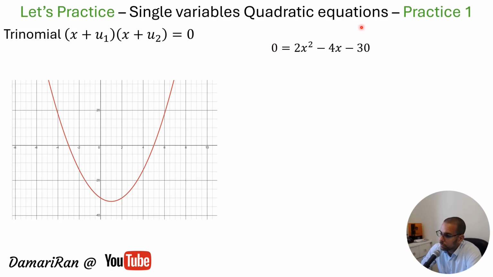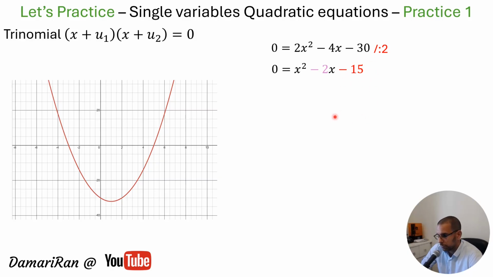Here we have a quadratic equation. The first thing we want to do is make the coefficient multiplying this x squared equal to 1. So we're going to start by dividing the entire equation by 2, and we're going to get this result. Now we see that we have two interesting constants. First is the coefficient of x, and the other one is this constant right here.